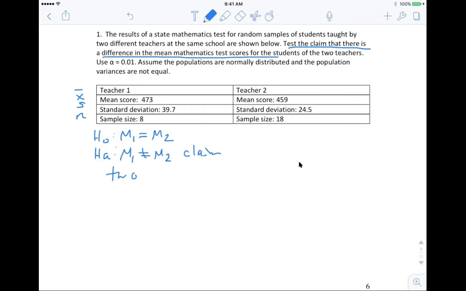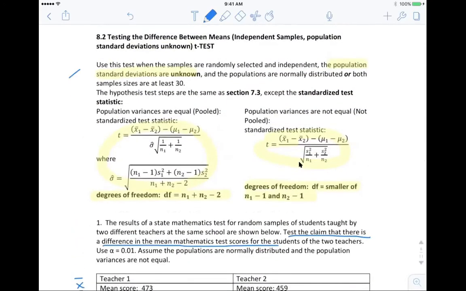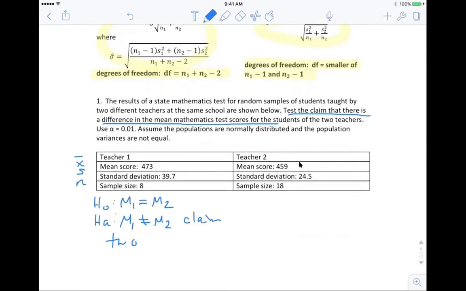When you get to that verification step, you just have to look back here. Here's where the conditions are, or they're also in that summary at the beginning of this packet, right? But you have random, independent, population standard deviations are unknown, and then either the populations are normally distributed or both sample sizes are at least 30. That was the same thing from 8.1. So here we have assume both populations are normally distributed. All right, so we're good with the verification. Okay.